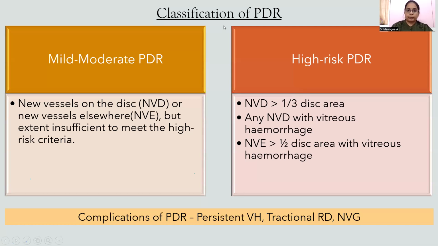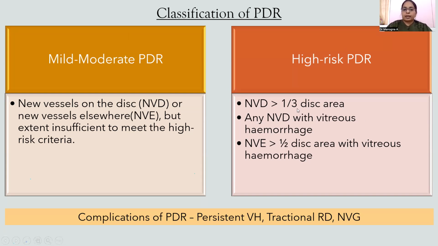Now the classification of PDR. The previous one, NPDR, has many categories, but PDR is either mild to moderate or high risk. PDR means new vessels, neovascularization, right? Neovascularization present but not to the extent of meeting the high risk criteria is mild to moderate PDR. High risk PDR means neovascularization is present, and there are 3 high risk categories of PDR.